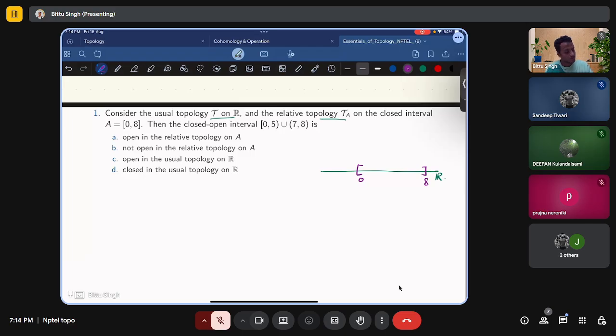Now the question is, is this closed-open interval open in the relative topology on A? Relative topology means the corresponding subspace topology. So is this set open in the subspace topology? We are considering this set, 0 to 5 and 7 to 8. Is it open in the relative topology? What is your answer?